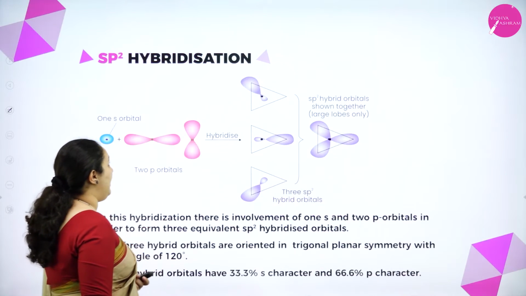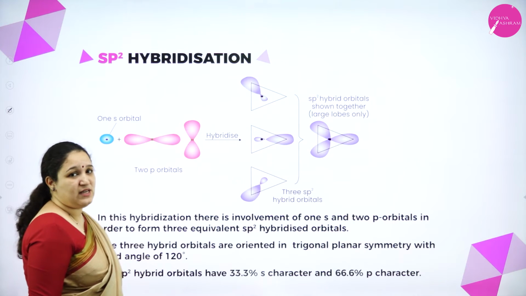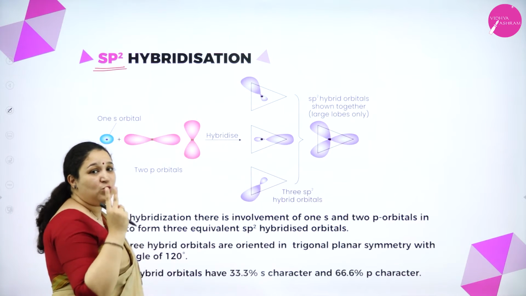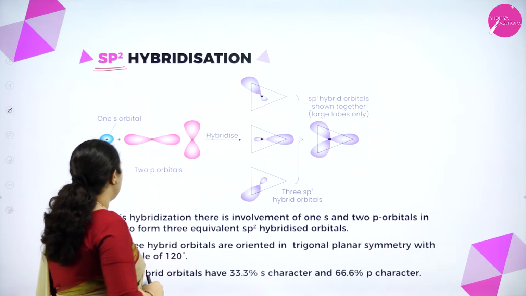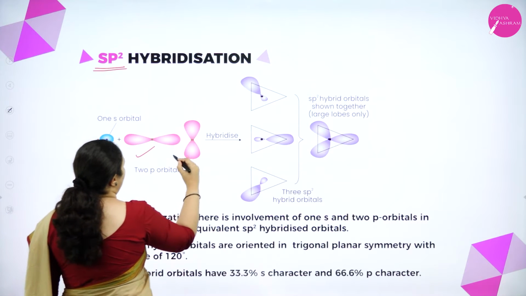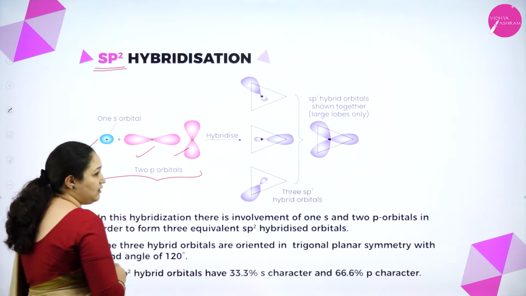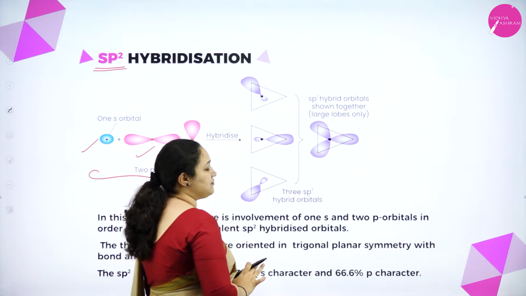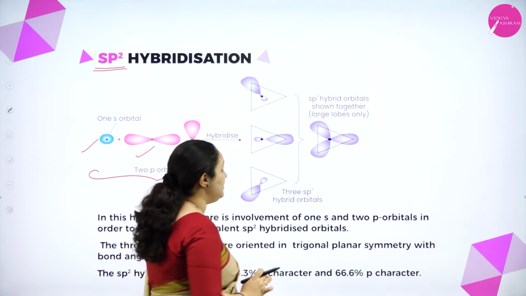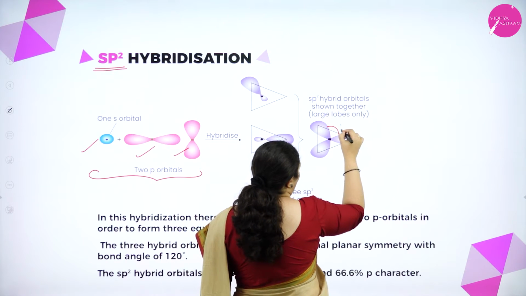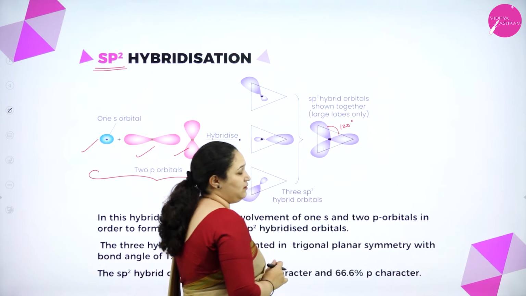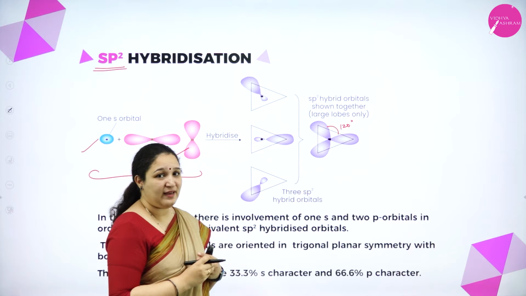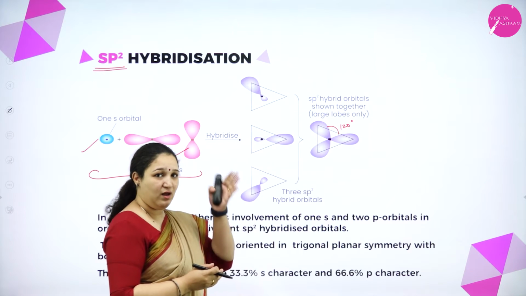Okay. Next we have sp2 hybridization. Again the name itself tells one s orbital is mixing with two p orbitals. Okay. So we have one s orbital and two p orbitals which are mixing with one another, or getting hybridized, to form three new hybrid orbitals. Three new hybrid orbitals which have a 120 degree angle between them. Okay, so how much angle do they have? 120 degree angle, and they are planar also.